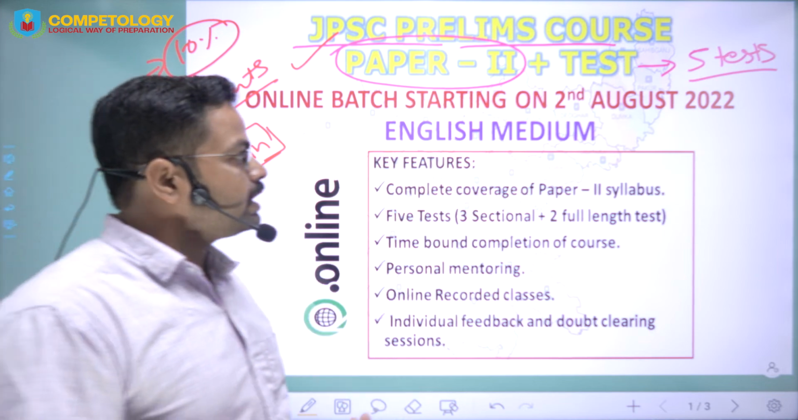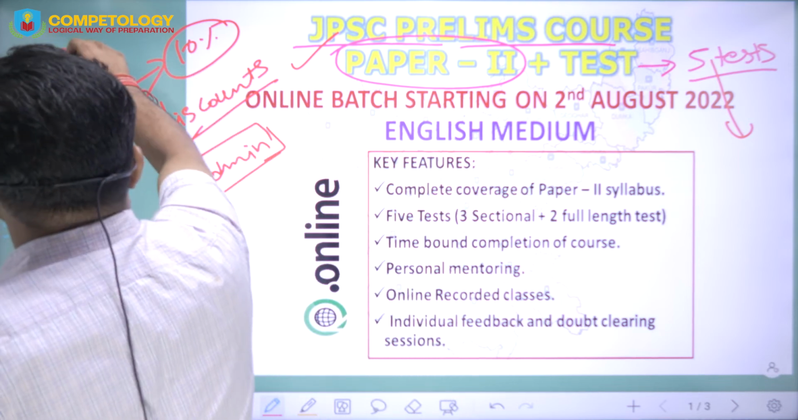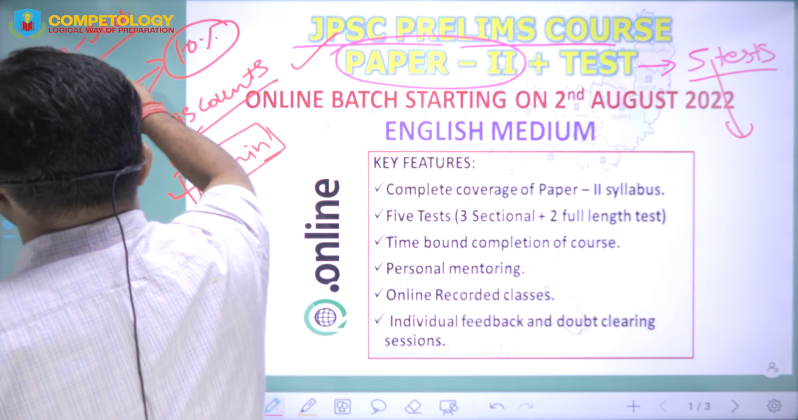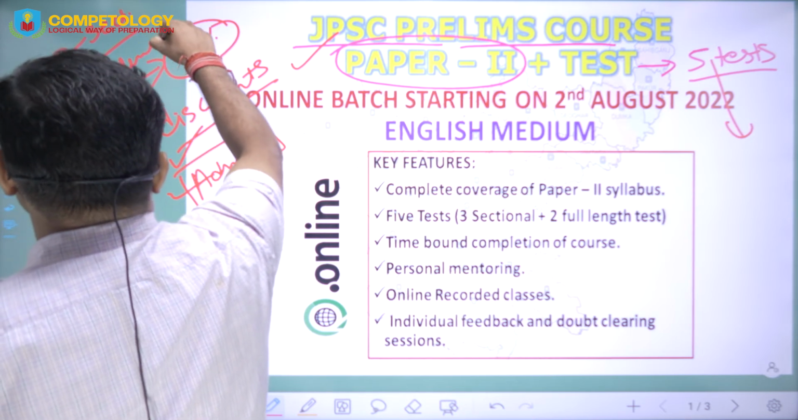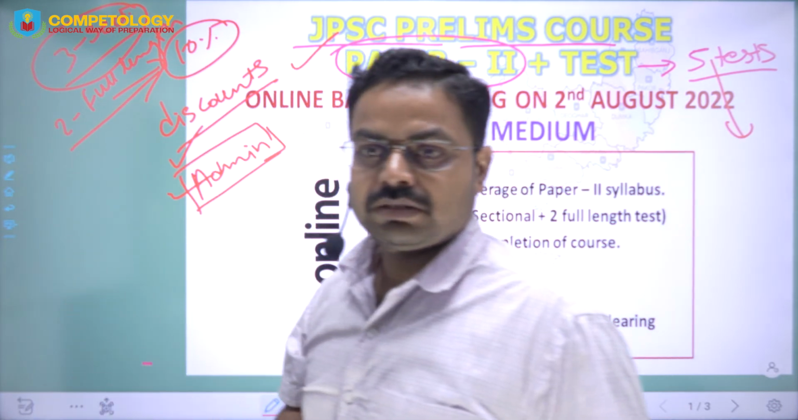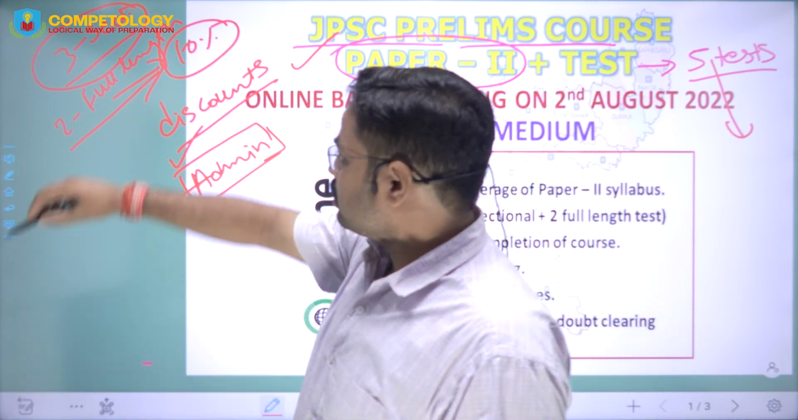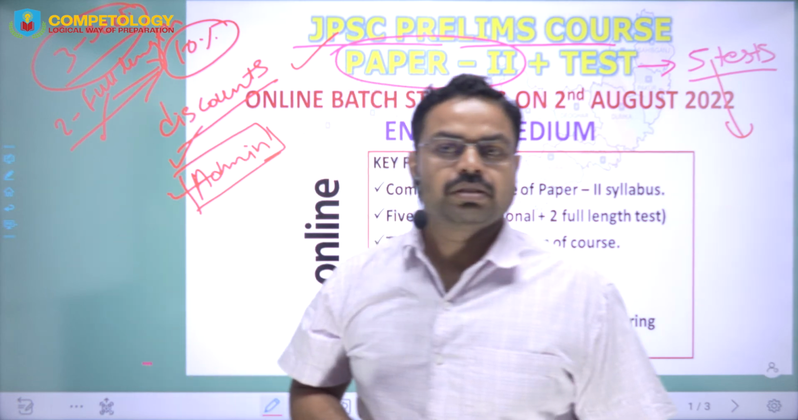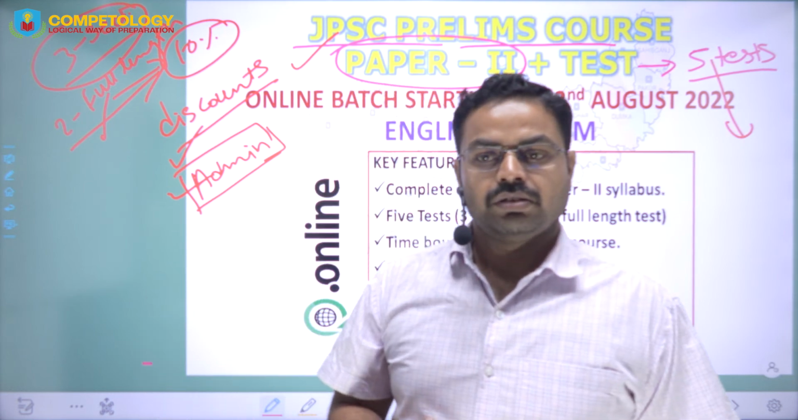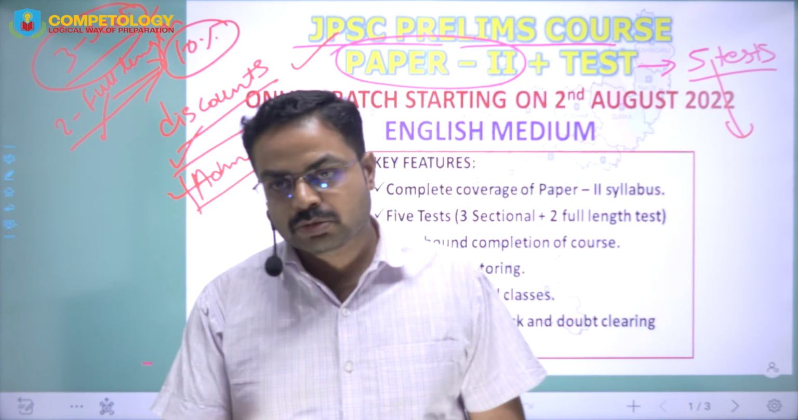And one more thing, here there will be 5 tests, and these tests will be 3 sectional tests and 2 full length tests, right. So that holistically we will cover the syllabus once in the silos section wise, and thereafter we will cover the whole syllabus twice. So overall it will ensure the 3 readings through the test method, as well as 1 reading in detail will be through the course.